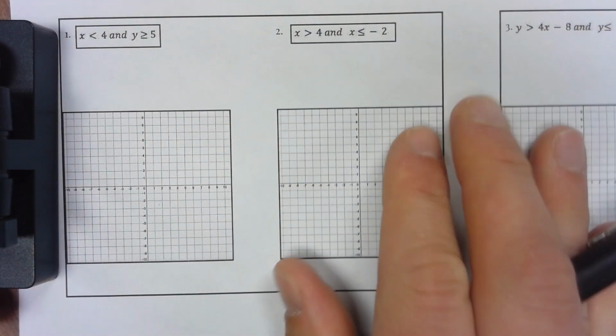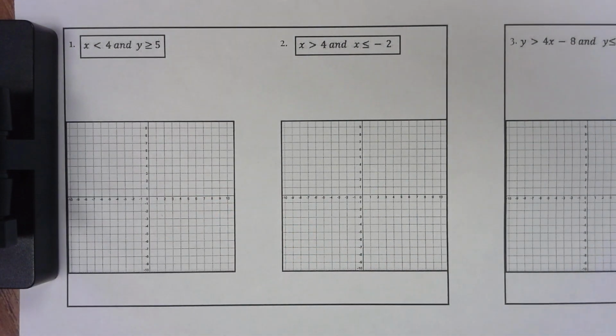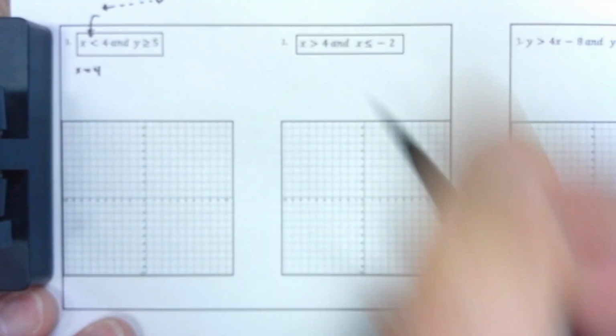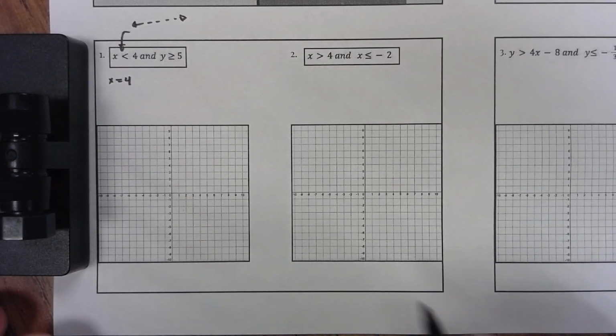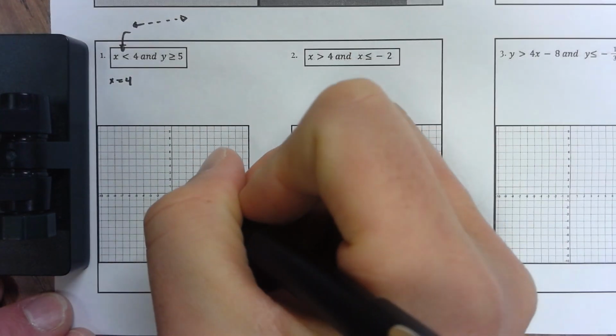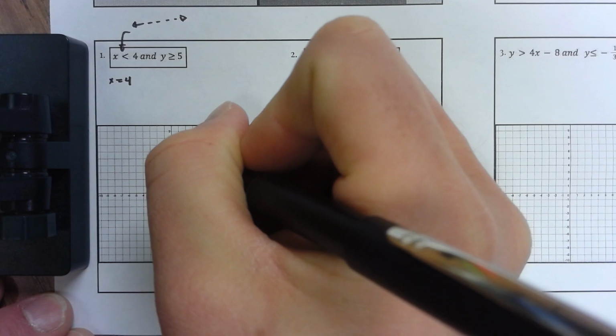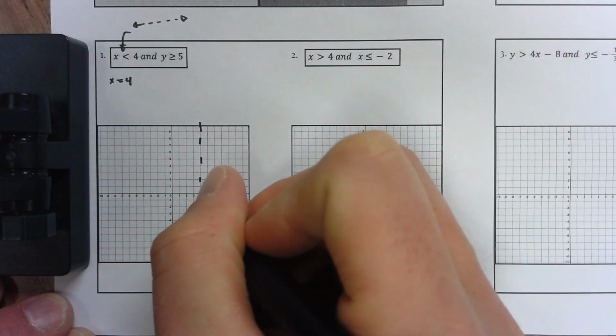First off, remember, I don't really care about the inequality sign yet. I'm graphing the line x equals 4, but I'm doing it with a dashed line. That's what the inequality symbol is telling me. The points on the line do not make the inequality true. So x equals 4, that is a vertical line where every point on that line has an x coordinate of 4.